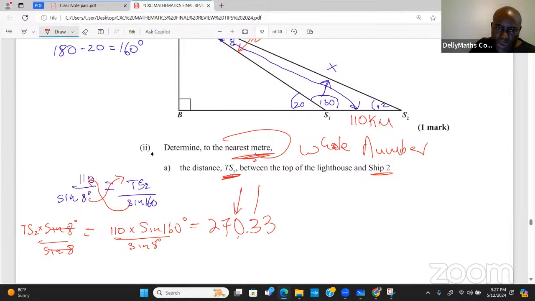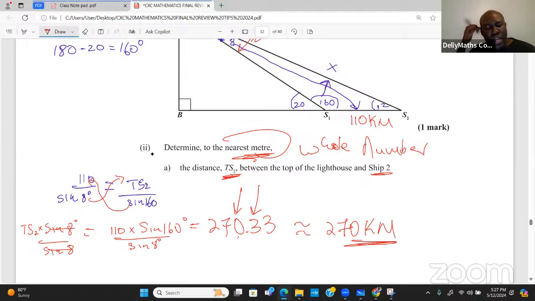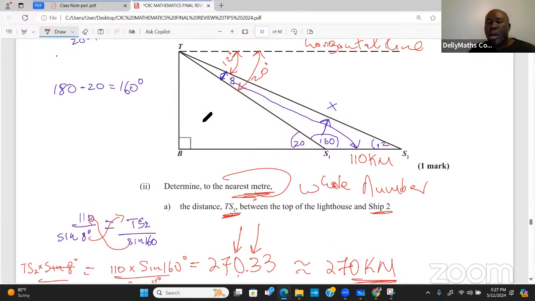So right here, and then I look here. So this is approximately 270 kilometers right here. So it was rounded off to 270. And there we go. You focus on the questions, look at what you have.